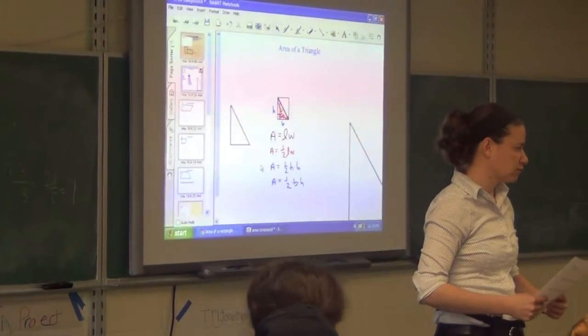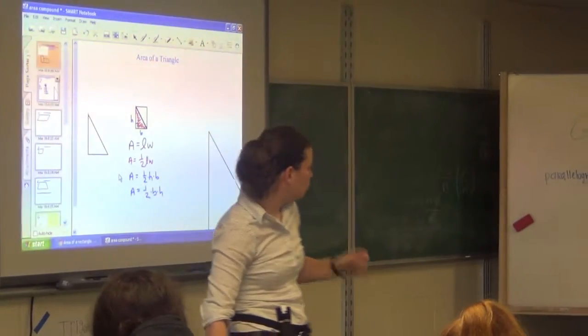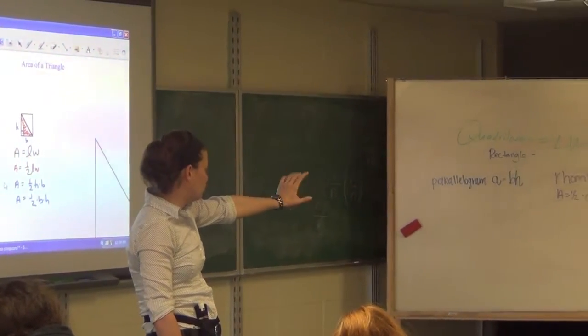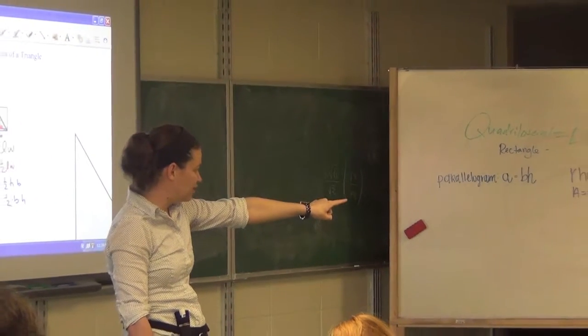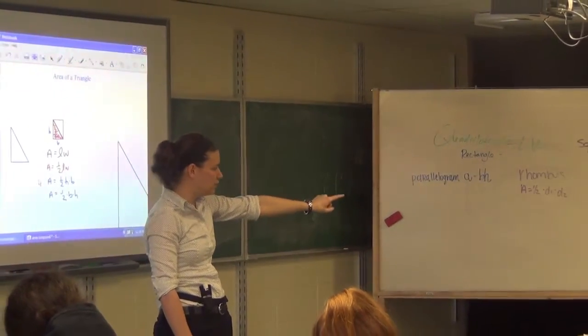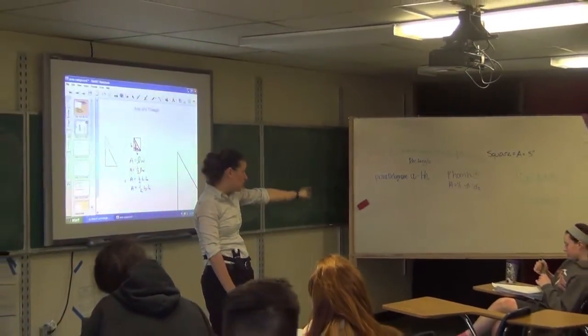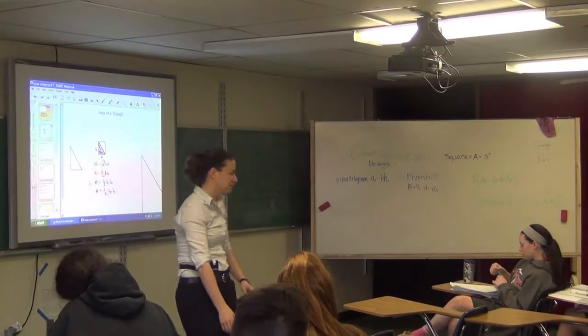So are all of them commutative except for trapezoid? The commutative part, yes, is either multiplication. Trapezoid has commutativity inside of the brackets, right? B1 plus B2, it could be B2 plus B1. And then I could say 1/2 times that quantity times H, so they all have commutative somewhere.